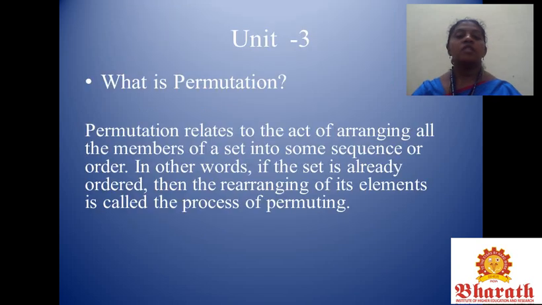So what is permutation? Permutation relates to the act of arranging all the members of a set into some sequence or order. In other words, if the set is already ordered, then the rearranging of its elements is called the process of permuting. So permutation means arrangement.